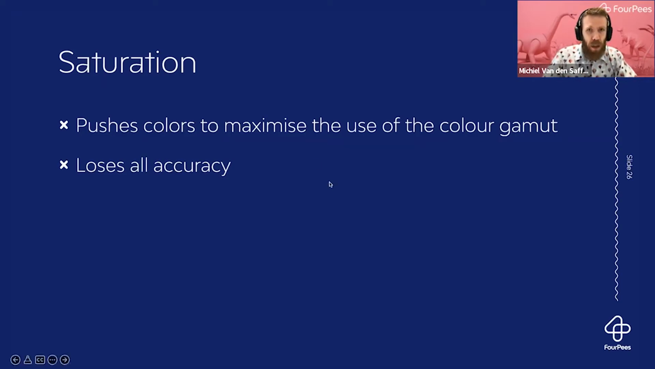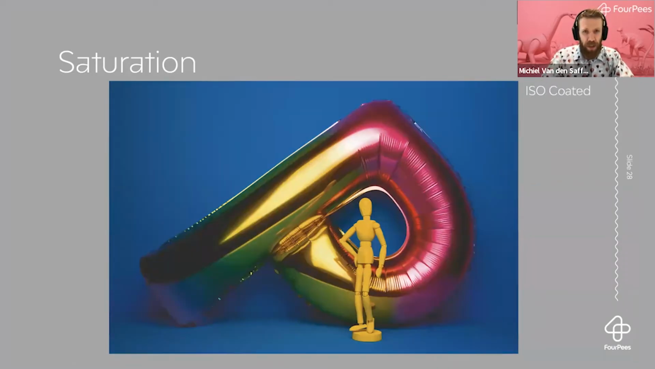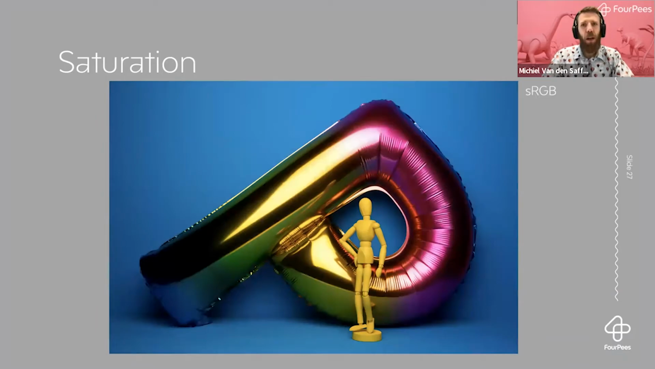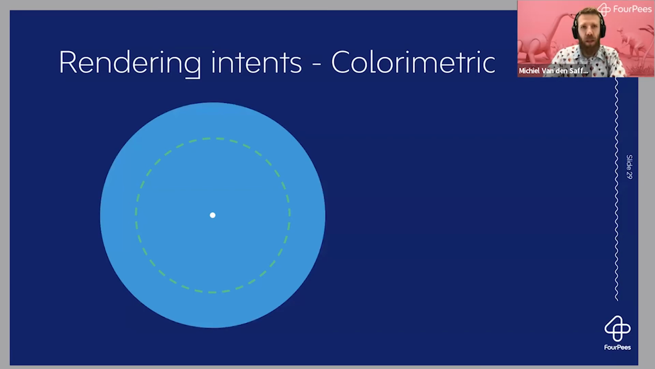So if I look at my start image, this is the same RGB start image as before, and I convert it to ISO coated using a saturation rendering intent. Our result is this. See how huge the difference is here. So it still has to move our colors within gamut. So that happens, but other than that, all the colors are pushed to be as saturated as they can be, really.